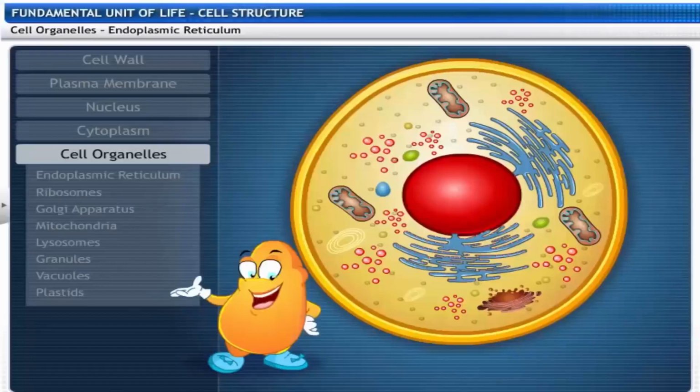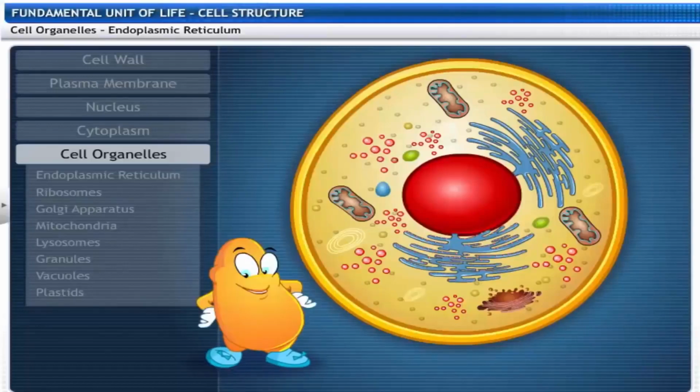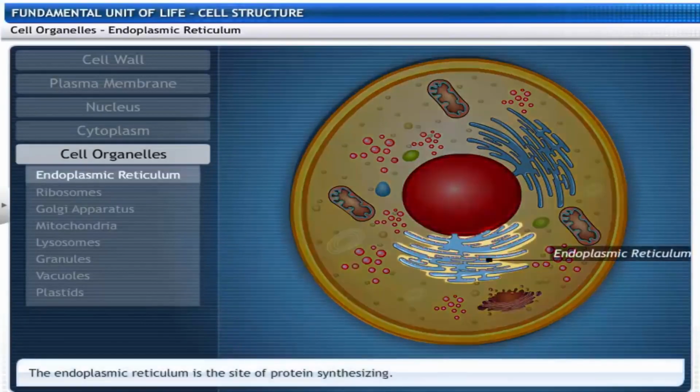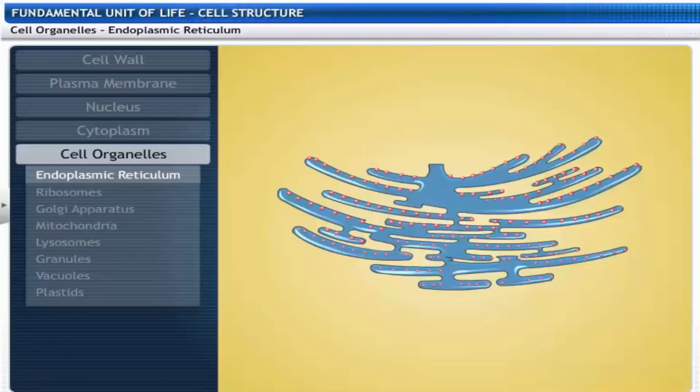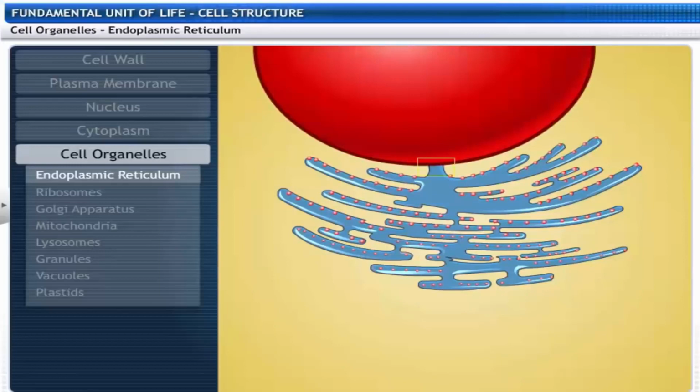Did you know that the cell has different organelles? We will explore them now. This is the protein synthesizing site of the cell, called the endoplasmic reticulum. It is an irregular network of double tubular membrane, continuous with the nuclear membrane on the inside.